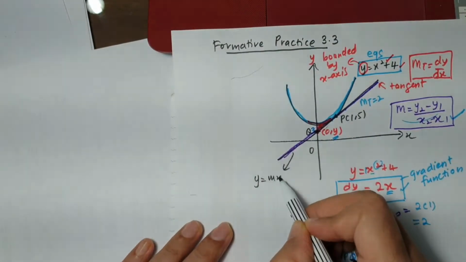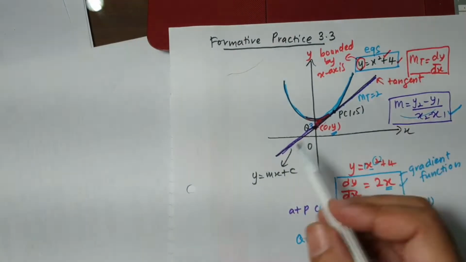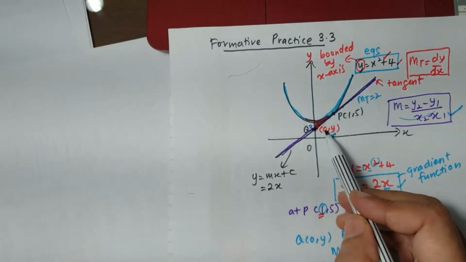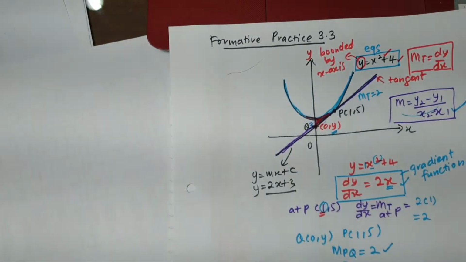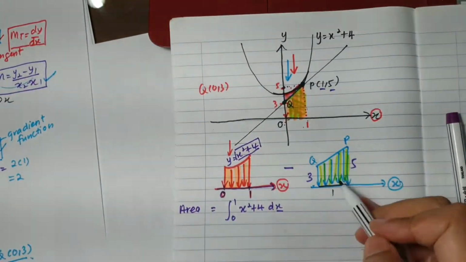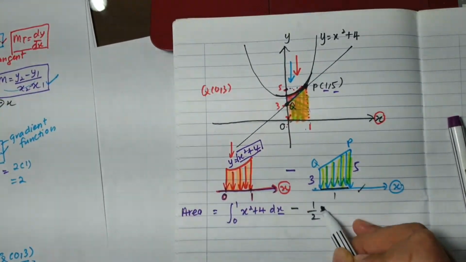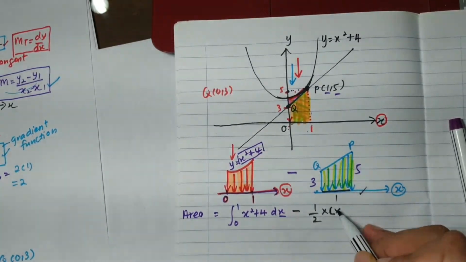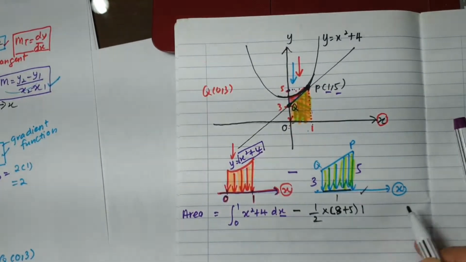Okay, equation dia adalah gradient tadi kita dapat 2, right? Y-intercept here 0, 3, so 2x plus 3. You can also use this equation, but then for me, I don't want. I want to use this, lebih baik, lebih senang. Okay, so minus dengan half base, half sum of the two parallel sides, 3 plus 5 times 1.